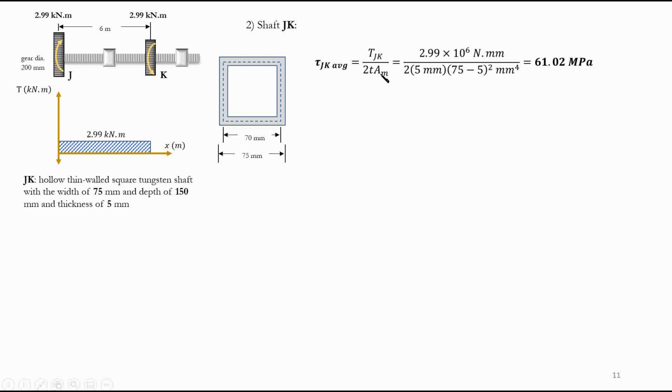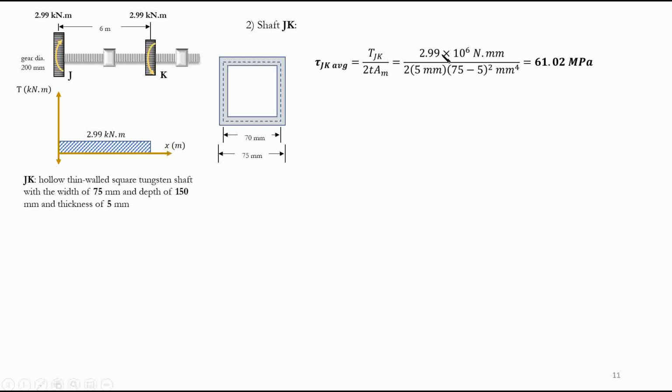AM is the area of the median. Here the section is a square, so the area of the median is a square. The median square is the square that goes exactly in the middle between the inner square and the outer square. And what is the side for that? It's 70. Why is it 70? Well, the outside width is 75 and the thickness is 5. So we go 2.5 from here, 2.5 from here. So 75 minus 5, we end up at 70. Okay, so we know TJK from our torque diagram.